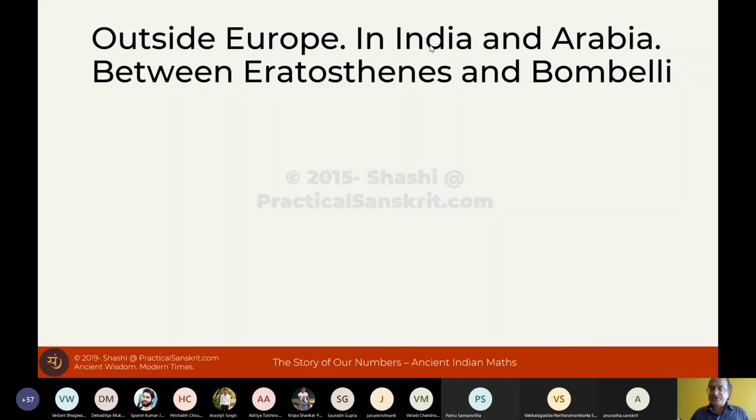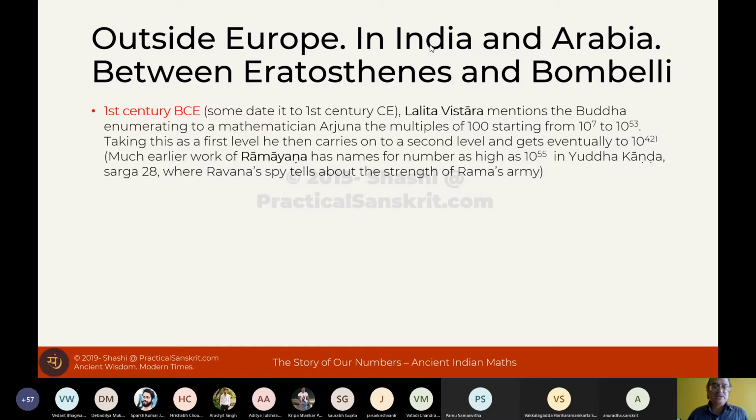So what was happening outside of Europe during this time? First century BCE, in Lalita Vistar, it mentions that Buddha enumerates to a mathematician called Arjun powers of 100. So he goes from 10 power 7 to 10 power 53. And we saw that Ramayana also has names given up to 10 power 53, right? Then Buddha goes up to 10 power 421, giving names to these numbers. And you give names only when you're familiar with something, when you use them on a regular basis.